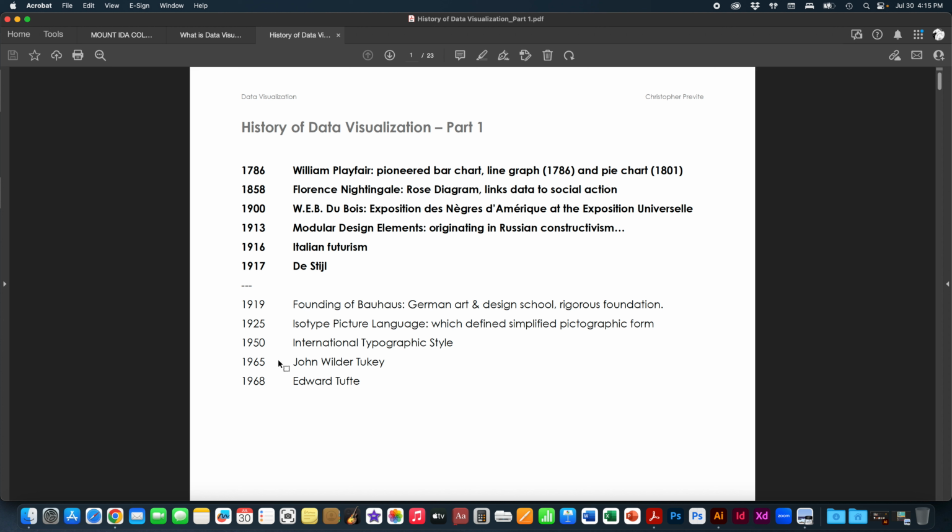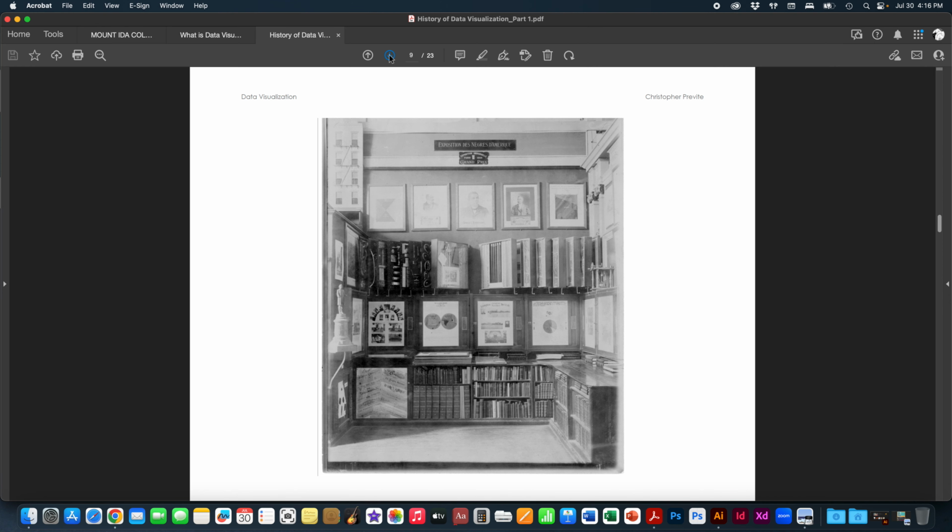John Wilder Tukey was a professor of statistics, and he is or was credited as being the modern father of data visualization. And his graduate student was Edward Tufte. They were really building the vocabulary of what became known as modern data visualization. The interesting thing is that Tufte wasn't interested in data visualization that much. I'll scroll down to him really quickly.